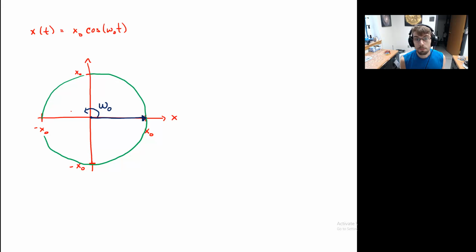The x position, if I'm thinking about x's like coordinate axes, the x position of that arrow would be given by x naught cosine of omega naught t. So I'll put x over there. And the y position of that arrow would be given by x naught sine of omega t. And maybe I shouldn't say y position, I'll say the vertical coordinate.